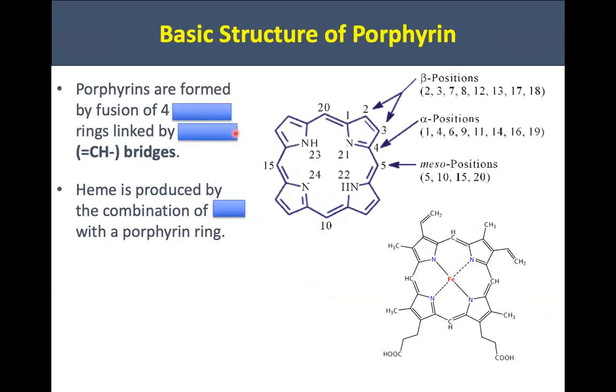Okay, so I'm going to test you guys on what I just taught. Porphyrins are formed by the fusion of what rings? What are the name of the rings? Pyrrole rings, and they're linked by what kind of bridges? Methine bridges. And what is the name of the ion that's in the middle of the porphyrin ring in the case of heme? What is the name of that ion? It's Fe2+, which is iron, specifically ferrous iron, as you can see over here.